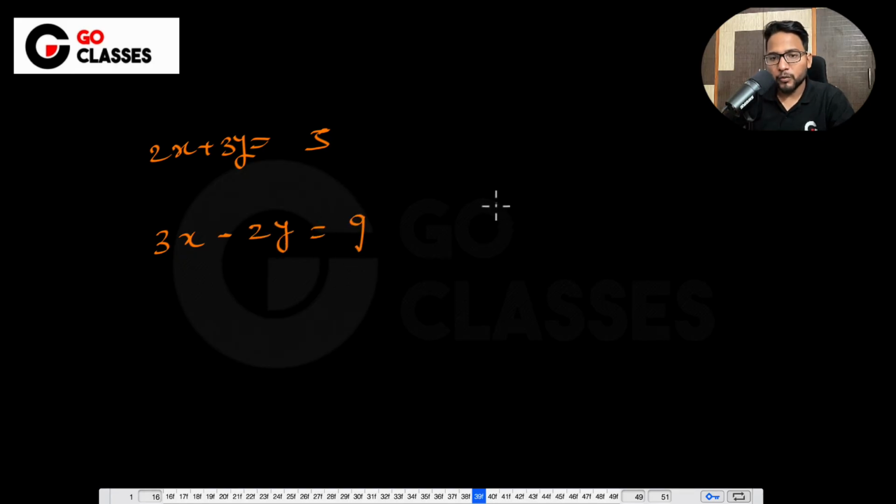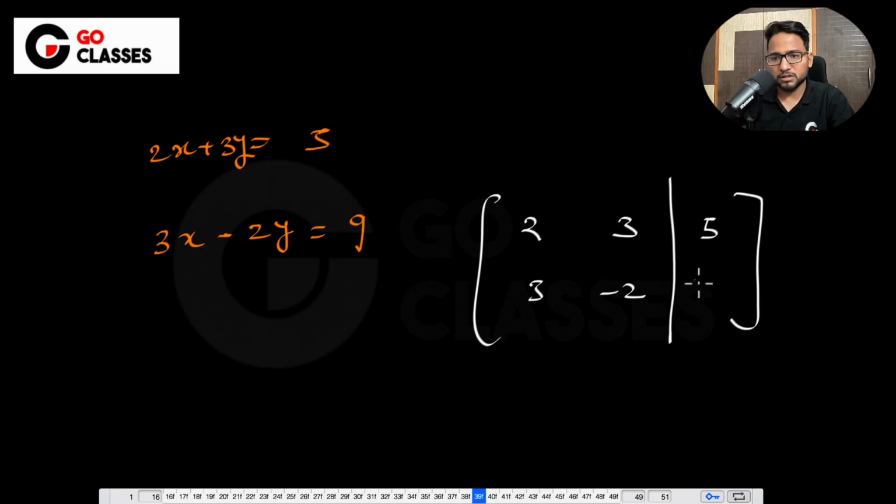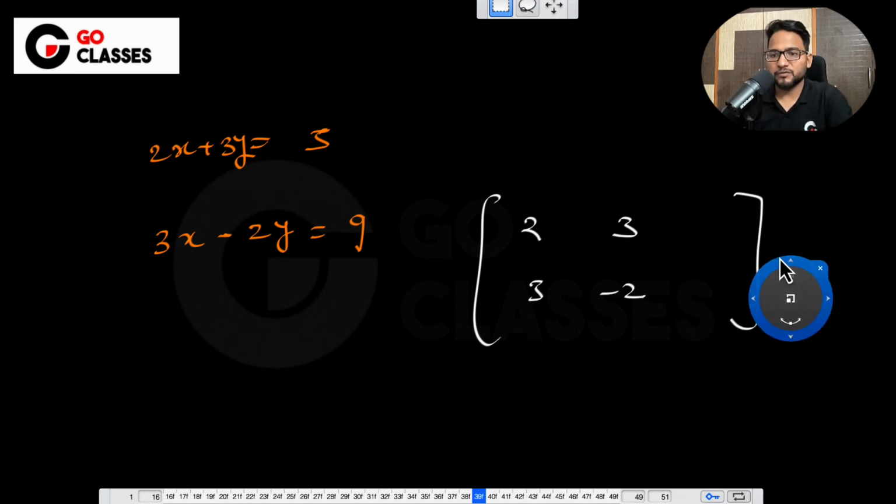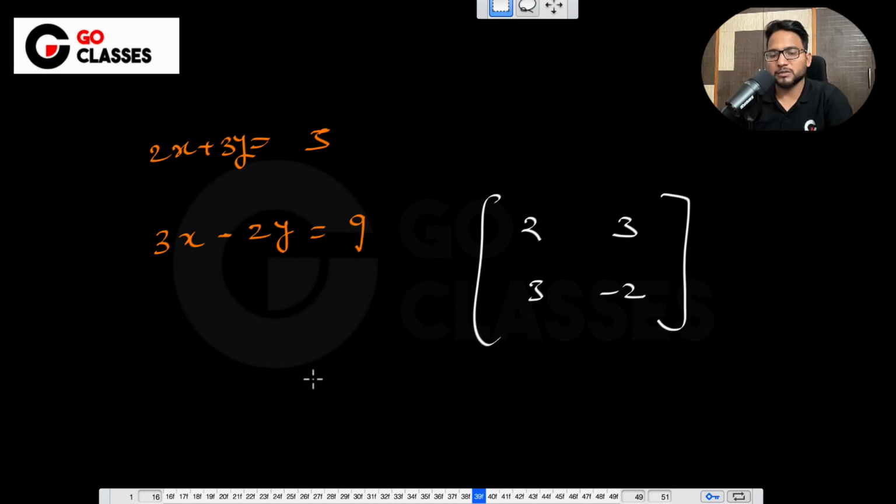And then what you do, you make a matrix out of this, right? You say this is 2, this is 3, this is 3, this is minus 2. And sometimes we also write this 5 and 9. This is called the coefficient matrix, and the complete thing is called the augmented matrix. I will tell you about the augmented matrix, but if you are not comfortable, let's just keep the 5 and 9 away and talk about this matrix. As you notice, this 2 and 3 are the coefficients related to x. So this particular column is dedicated to x, and this particular column is dedicated to y.